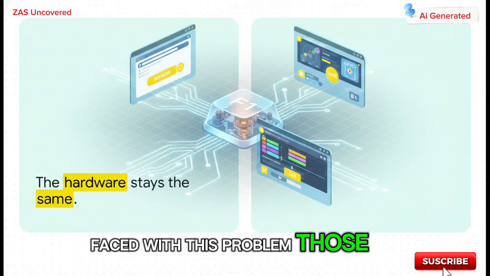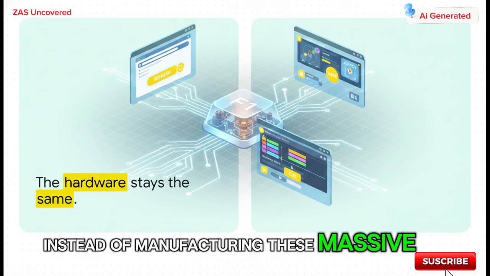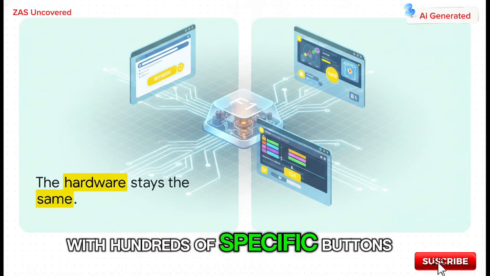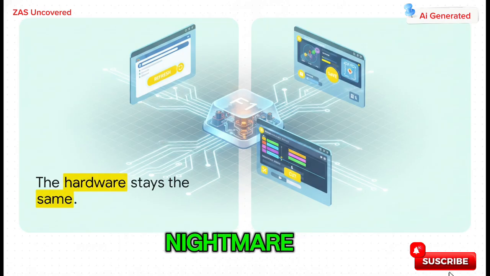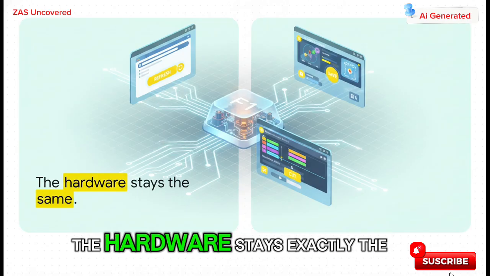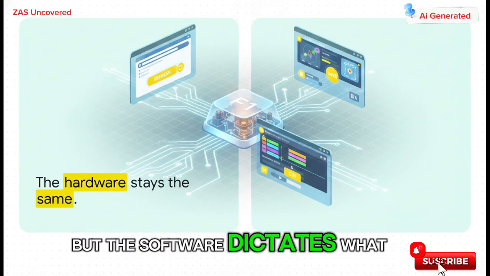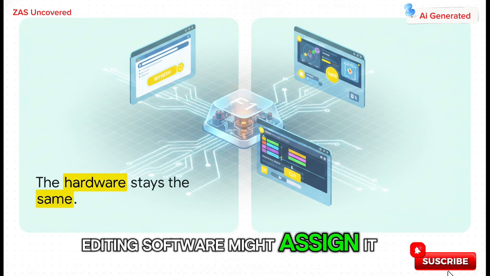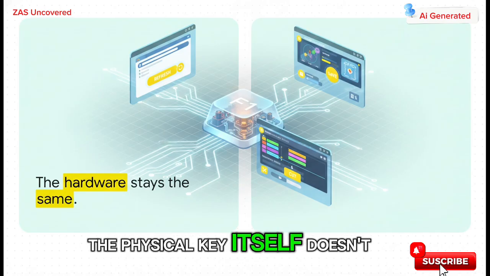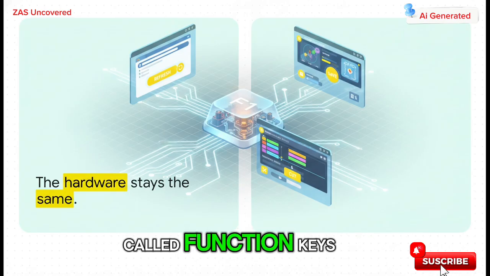Faced with this problem, those early engineers came up with a genuinely brilliant solution. Instead of manufacturing these massive, expensive keyboards with hundreds of specific buttons for every possible command, which, let's face it, would be a total hardware nightmare, they built a flexible system. The hardware stays exactly the same. The physical button doesn't move, but the software dictates what that button means. A web browser might use F5 to refresh, a video game might use it to quick save, professional video editing software might assign it to cut a clip. The physical key itself doesn't care, the software decides. And that right there is why they are literally called function keys.